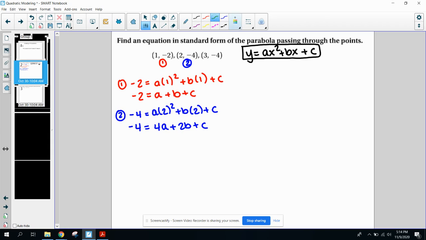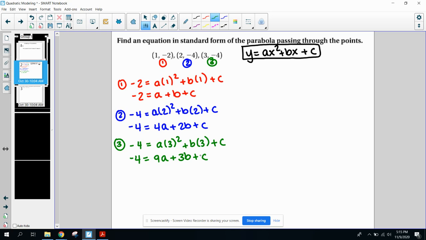And then we're going to do that one more time for our third point. So we're going to use that point (3, -4), and we're going to plug in 3 for x and -4 for y. So -4 is equal to a times 3 squared plus b times 3 plus c. And then again, let's clean that up. So 3 squared is going to give me 9, so I have 9a. b times 3 is 3b.